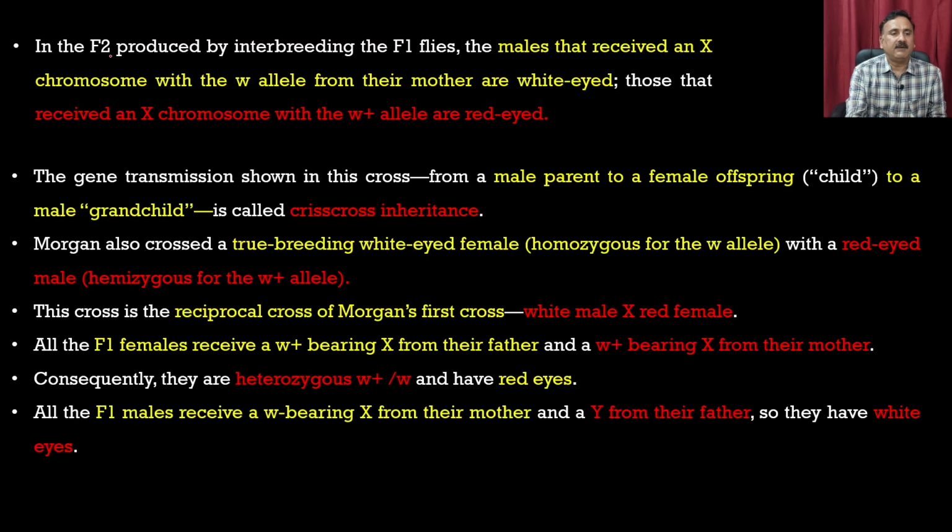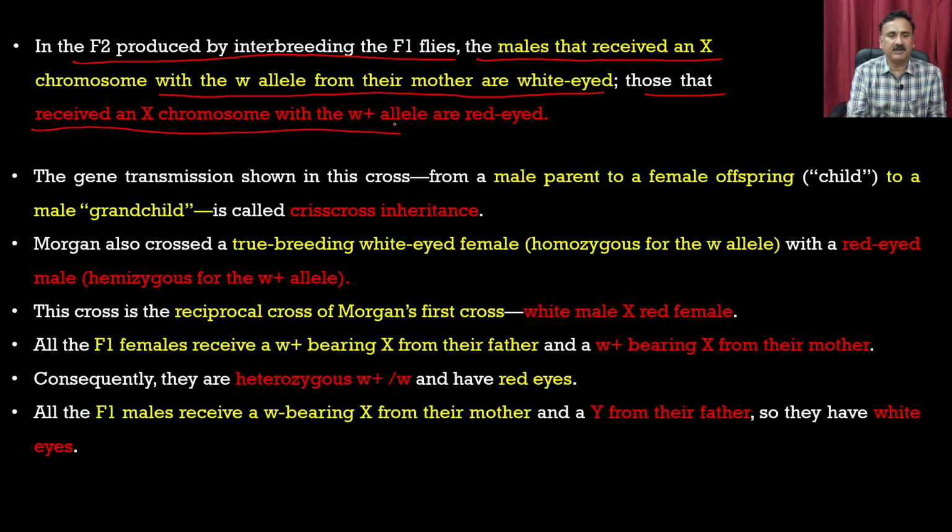Then we have the F2. In the F2, produced by interbreeding the F1 flies, the males that receive an X chromosome with a W allele from their mother are white-eyed. Those that receive the X chromosome with a W plus allele are red-eyed. The gene transmission shown in the cross from a male parent to a female offspring to a male grandchild is called the crisscross inheritance.